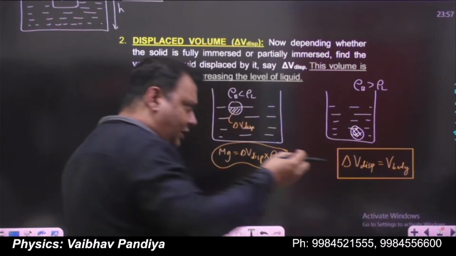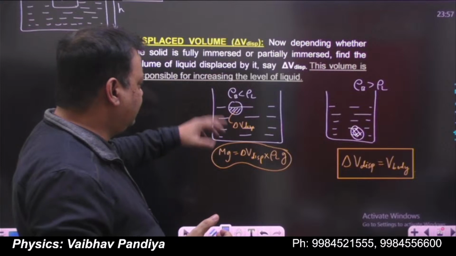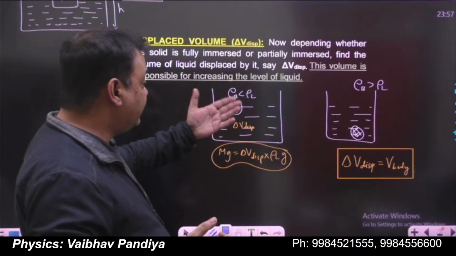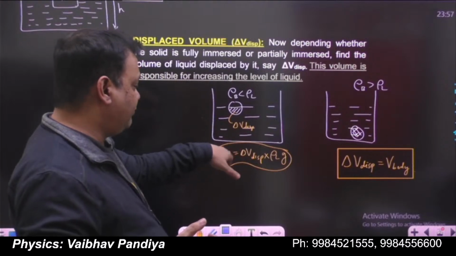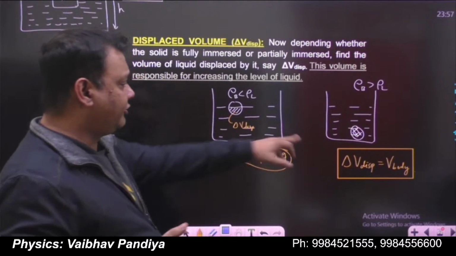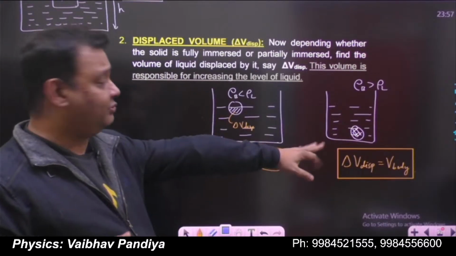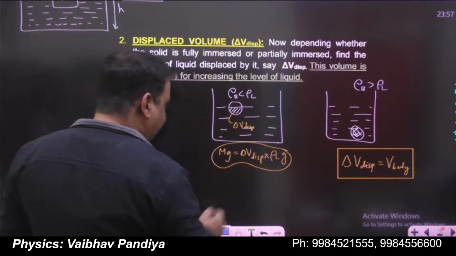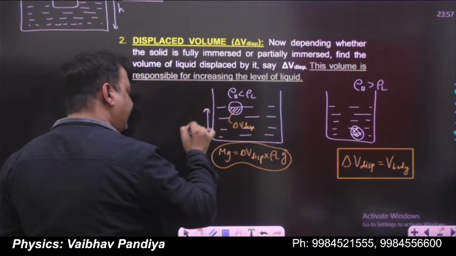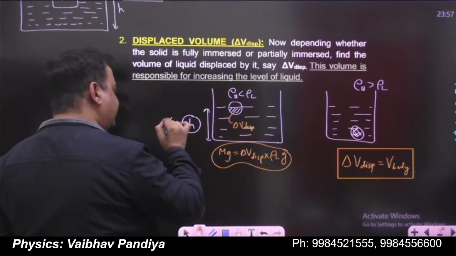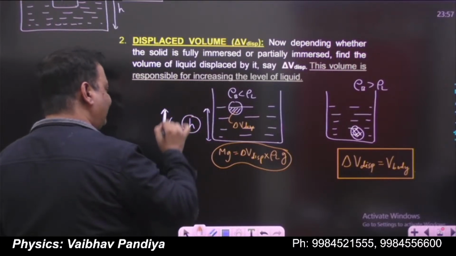So whenever you are throwing some solid object in the liquid, there will be some volume of the liquid which will get displaced, which you can find by Archimedes' principle, equating the upthrust with the weight, or you can find by simple logic, if it is completely immersed, the displaced volume will be equal to the volume of the body. Now this displaced volume will be responsible for increasing this level of liquid, correct?